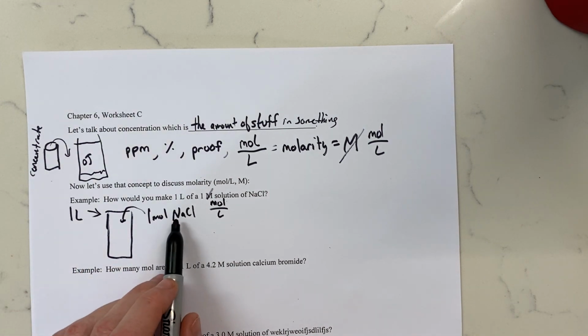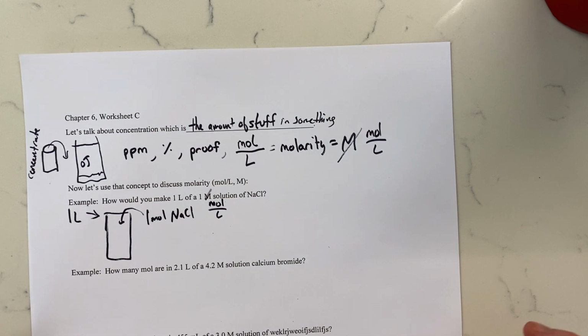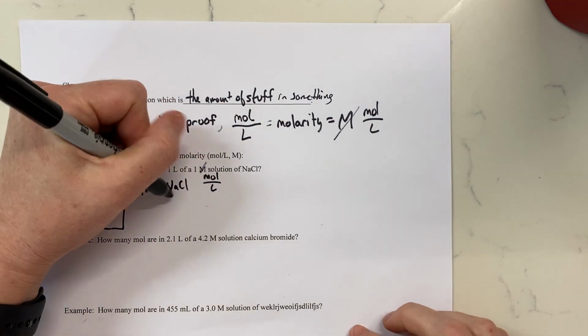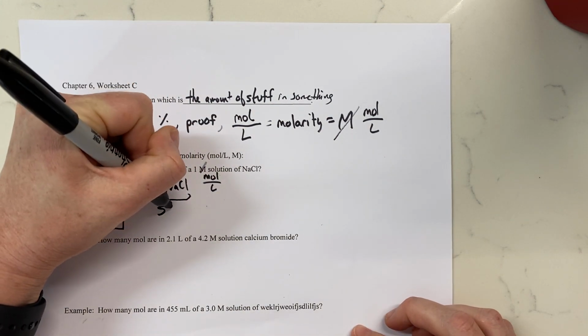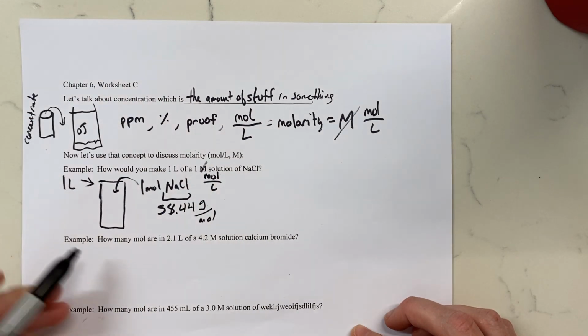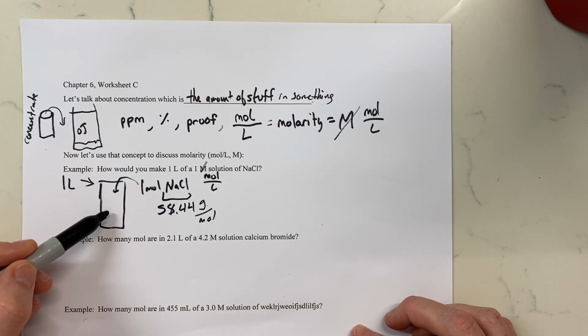Just as a reminder, how do we get 1 mole of sodium chloride? You can't count out 6.022 times 10 to the 23rd formula units, but you can consult the periodic table, which will tell you that it has a mass of 58.44 grams per mole. Telling you if you get 58.44 grams of sodium chloride and put it in there, you've just put a mole into your solution.